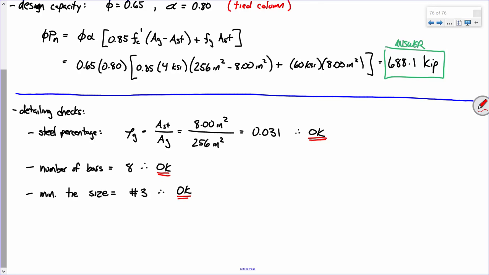All right. Now, what about minimum tie spacing? What's that going to be? What is the diameter of a number 9? Units. 1.128. You look it up. Where's your book? Where's your notes that has the table in it?